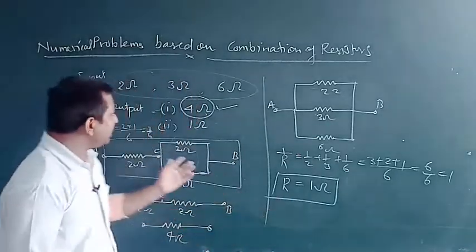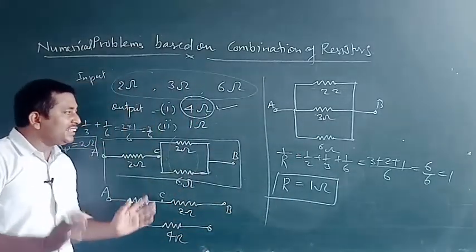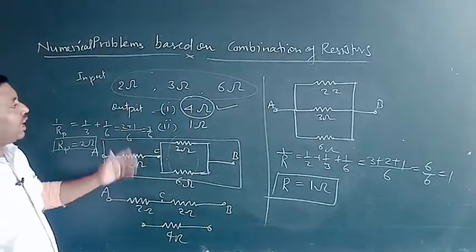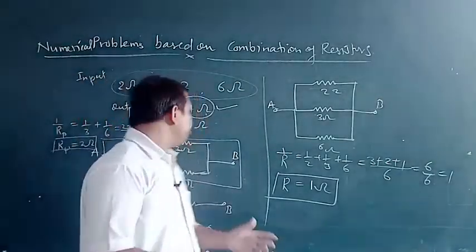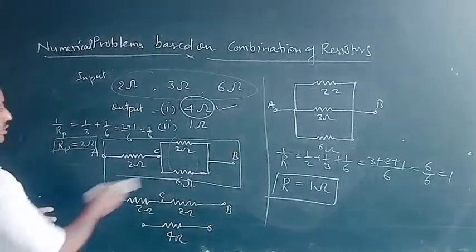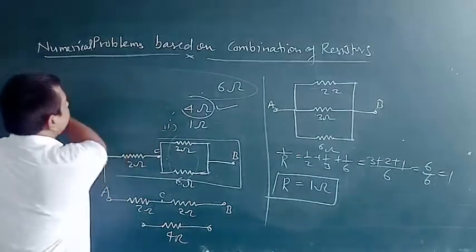So this is a method by which we can easily obtain our desired value by connecting the resistors. Now let us discuss some more problems.